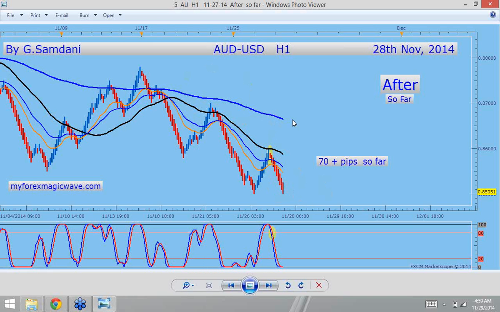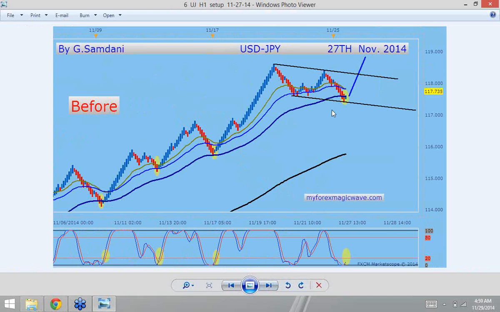But my favorite nowadays is USD Yen. Believe it or not, I used to hit this and it's not even traded. But lately it is one of the best pairs, and it's very good to me. So what happened on USD Yen? I had this setup on the 27th again. A, B, C, nice correction.